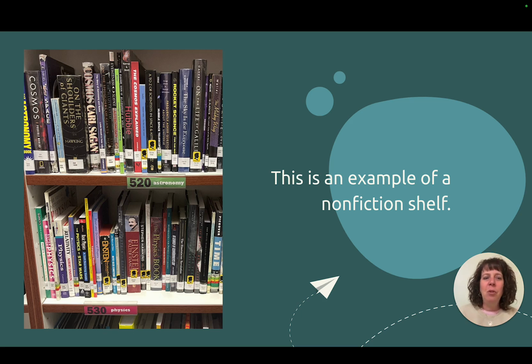This is an example of a nonfiction shelf. You'll notice that 520 is actually for astronomy. This is a shelf that's for the Dewey Decimal System. But the beauty of all of this is that you would actually put nonfiction as the first letter, and then the section that it would go in, so it would be science, and then you would put the author's last name on the spine label.